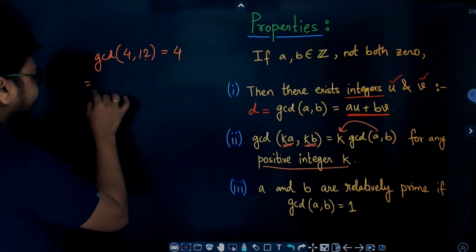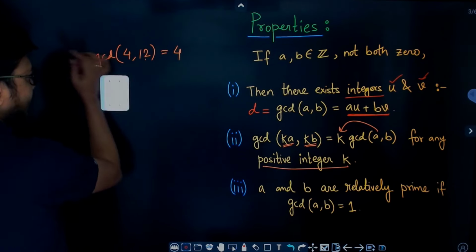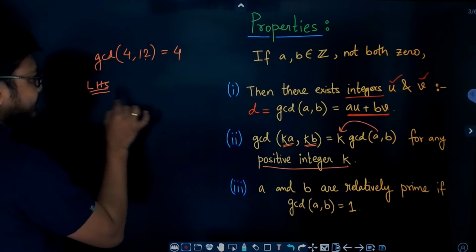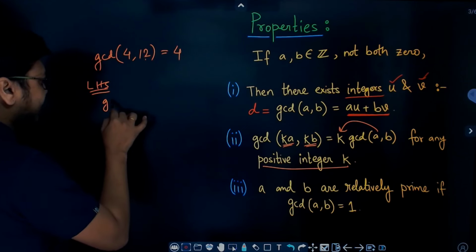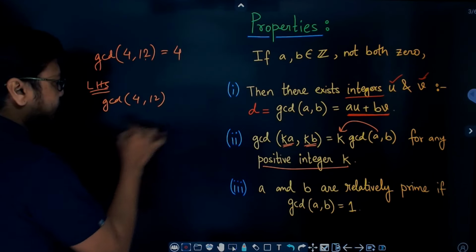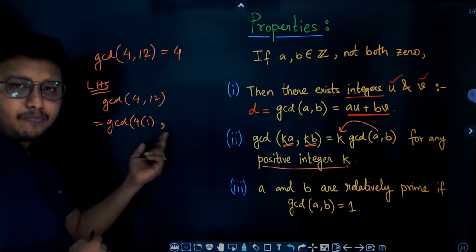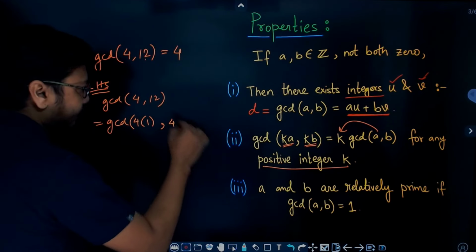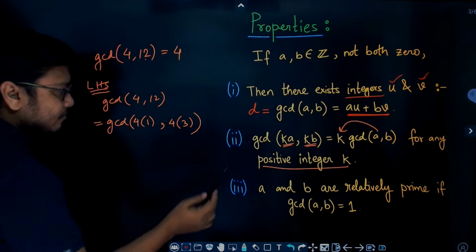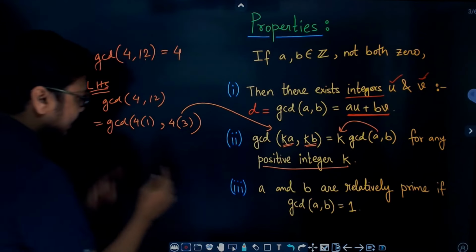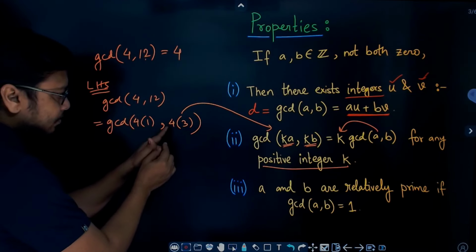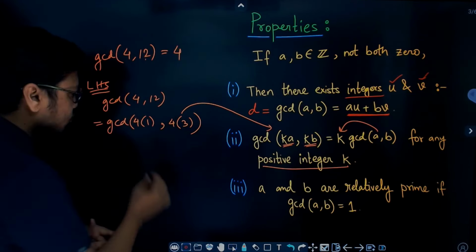Here I'll just work with the LHS and I'll show that it's the same as the RHS. So LHS, I have GCD of 4 and 12. You can observe that I can take a 4 common. If I take a 4 common from 4, then 1 is remaining. If I take a 4 common from 12, then 3 is remaining. So I've expressed this in this format: k times a comma k times b. So my a value is 1 and my b value is 3, right?